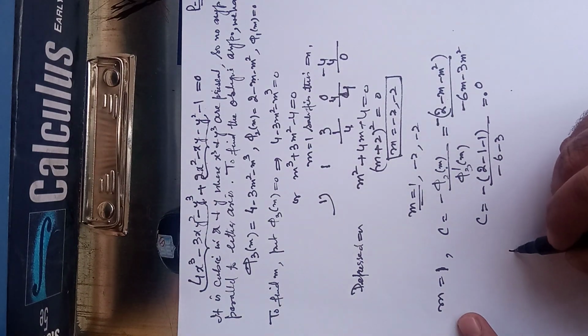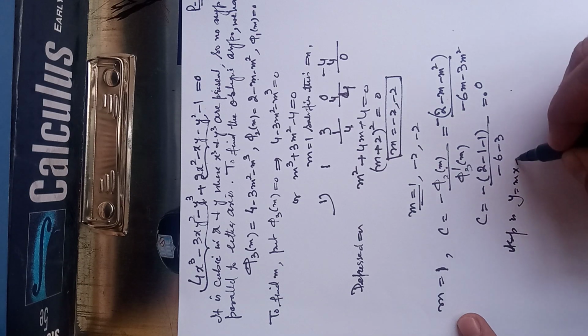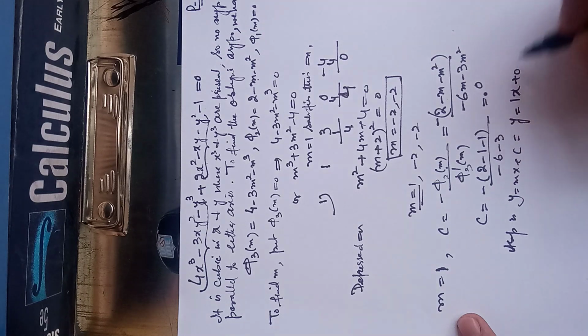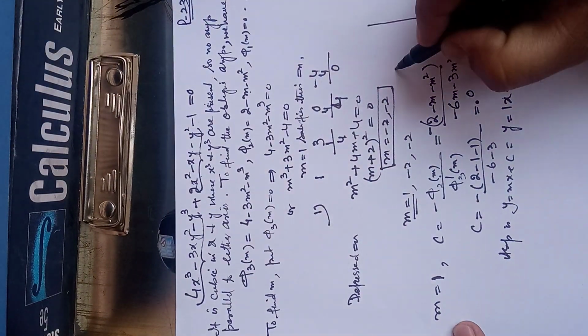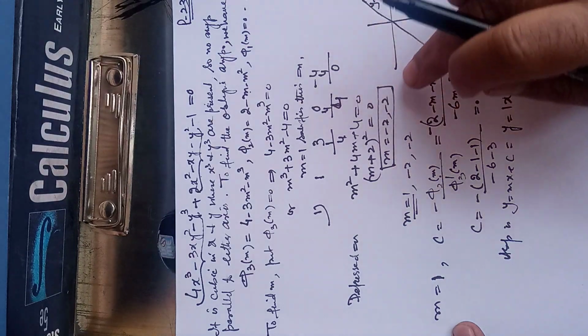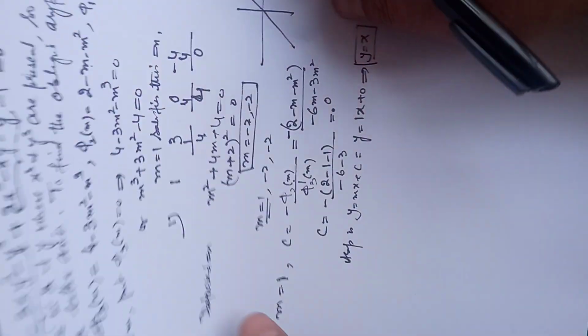So therefore the asymptote is y equal mx plus c, so y is equal to 1x plus 0, means y equal to x. You know this is an oblique asymptote. Y equal to x. This is neither parallel to x-axis nor parallel to y-axis. So this is an oblique asymptote.